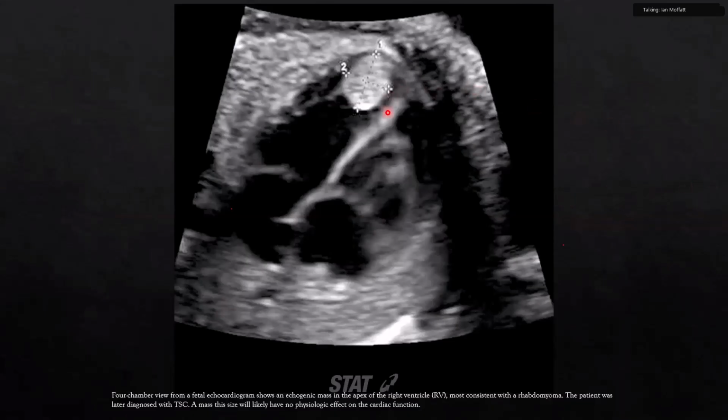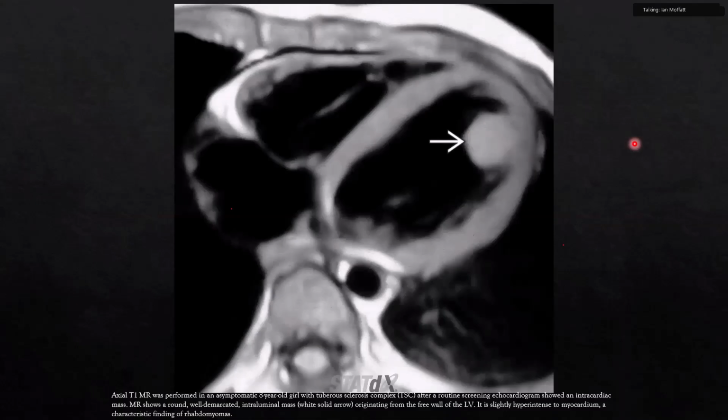And here it is on echo. So well-defined lesion, the right ventricular apex. And here's one in the left ventricle on MRI. Again, well-defined lesion within the wall. These often involute on their own and just become areas of myocardial fat.